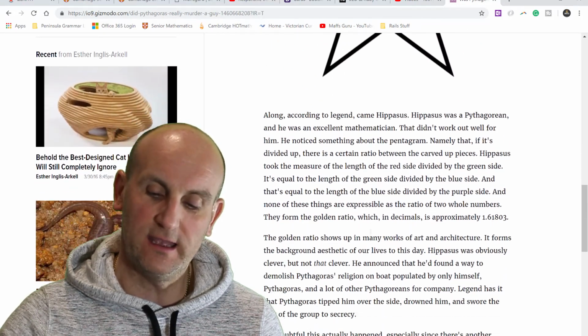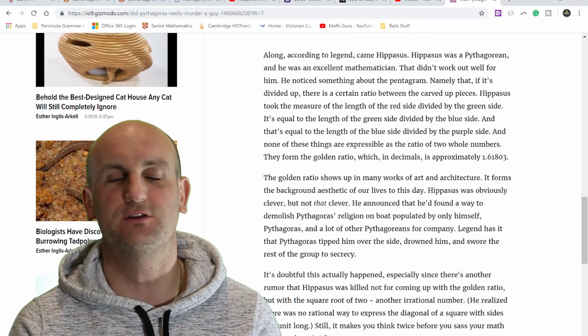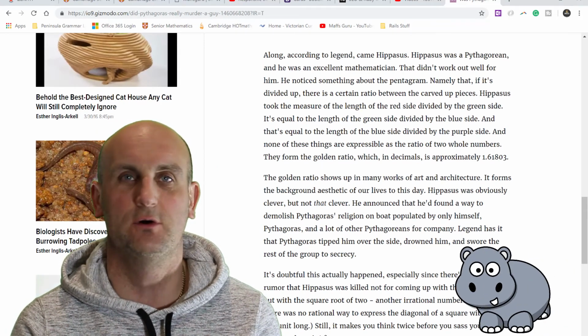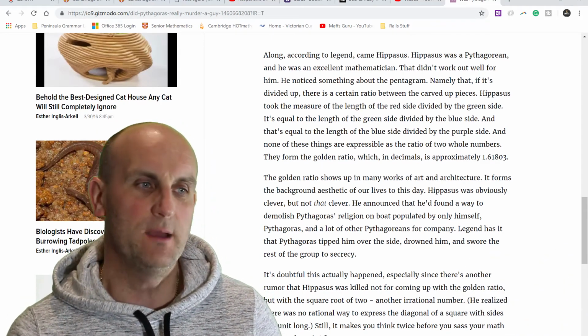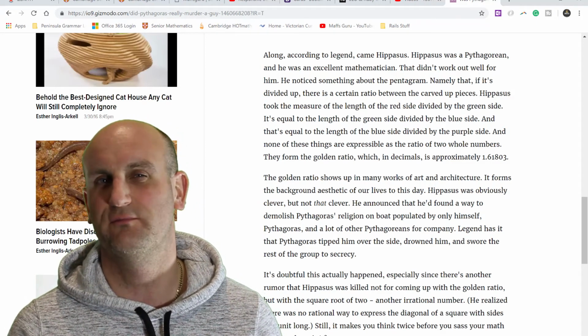Until, sadly, a guy came along called Hippasus. Now, it's strange, that sounds like hippopotamus or hippocampus or hypothalamus or any other part of the body, but Hippasus basically realized that Pythagoras was wrong for something.